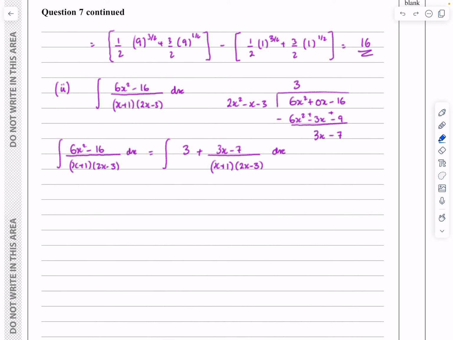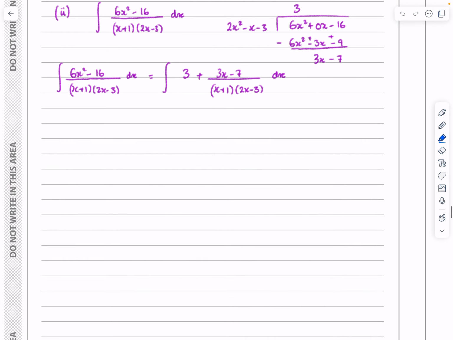What I have to do, nearly there now with this one, is go through and change this by partial fractions. So lots of steps to this question, but it's all relatively straightforward, I would hope you would agree. So 3x minus 7 over x plus 1, 2x minus 3. You should have done hundreds of these in your preparation for the exam. So if I'm going to do that, this is some partial fraction, A over x plus 1 plus B over 2x minus 3.